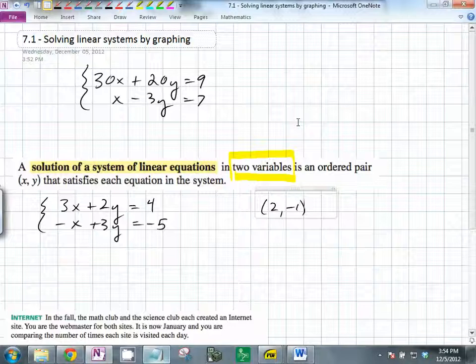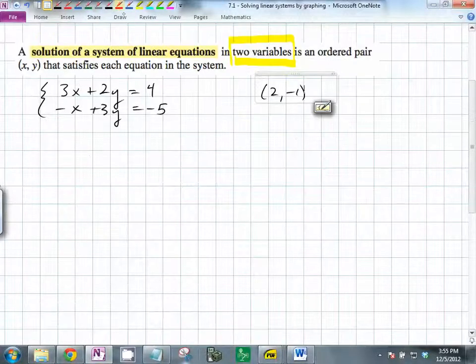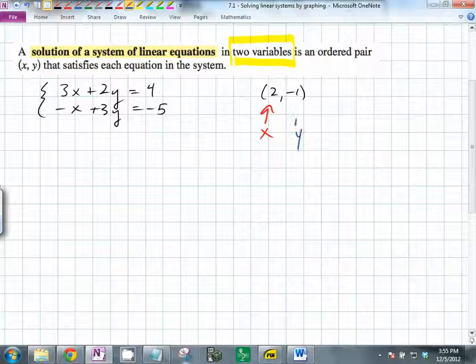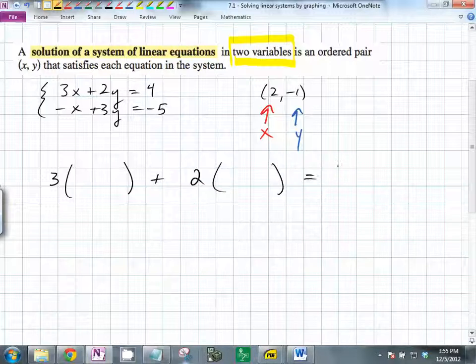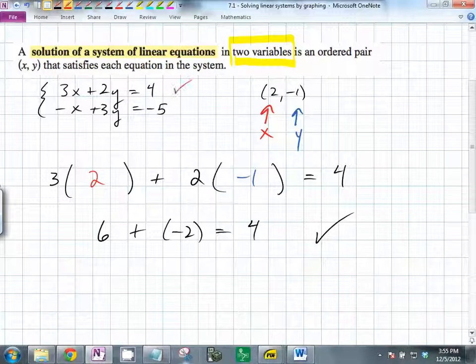How can we check that? We can check by plugging in 2 for x and negative 1 for y into each equation and verifying that the equations hold true. So 3 times x plus 2 times y equals 4. We plug in 2 here and negative 1 right here. We end up with 6 plus negative 2, which is indeed 4. So it does work in the first equation.